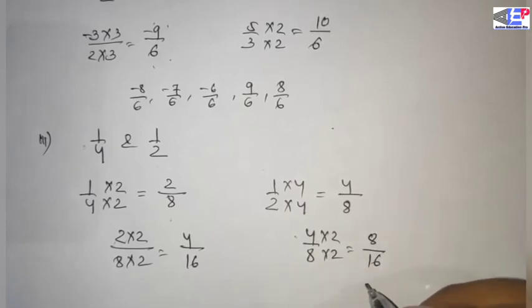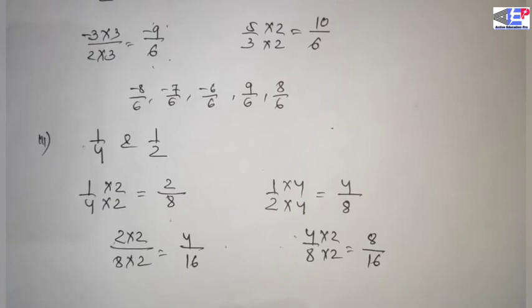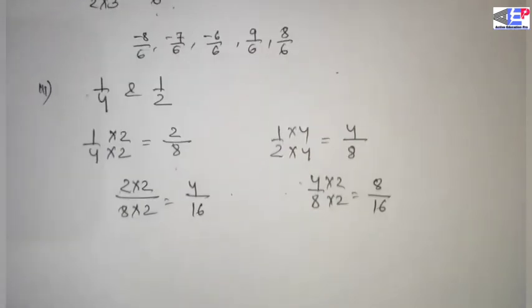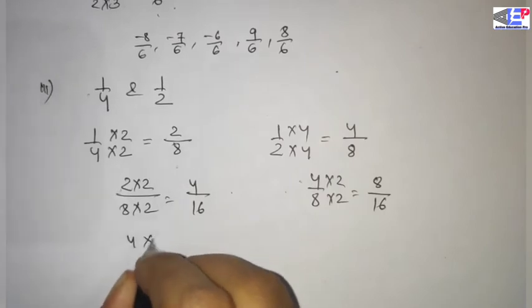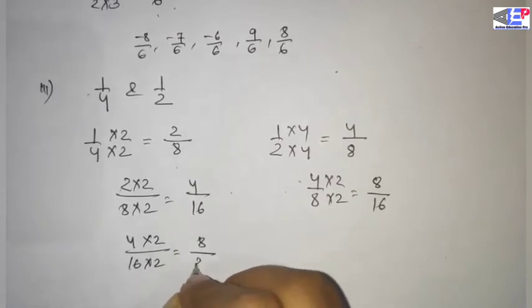And 8 by 16. Between these two numbers there are only 5, 6, 7. Only 3 numbers are present between 4 by 16 and 8 by 16. So again multiply with 2. 4 into 2 by 16 into 2, it will become 8 by 32.